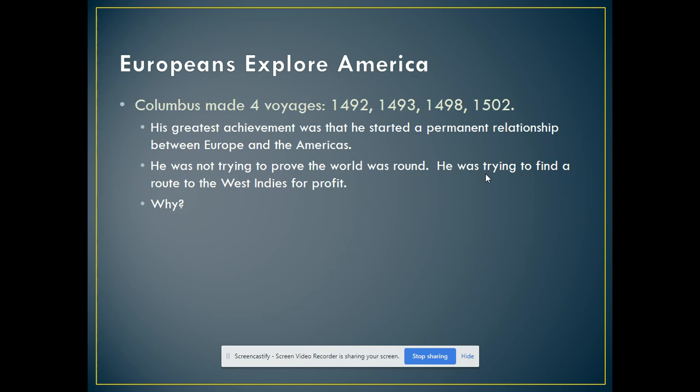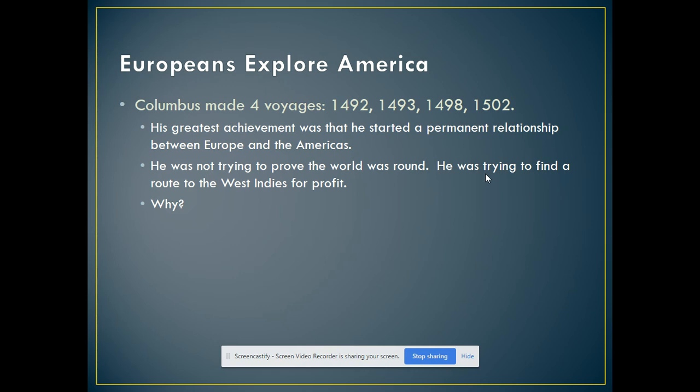But his greatest achievement, that first bullet right there, when you write it down, I want you to highlight it, star it, underline it, circle it, whatever you got to do to remember it. He established a permanent relationship between Europe and the Americas. That is Columbus's greatest achievement in world history. He brought the East and the West together permanently. The Vikings could have done that. They didn't. China had the ability to do it, but they didn't. He brought a permanent relationship between the East and the West, Europe and the Americas.